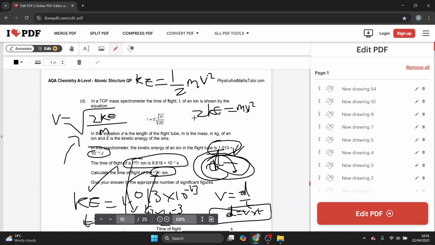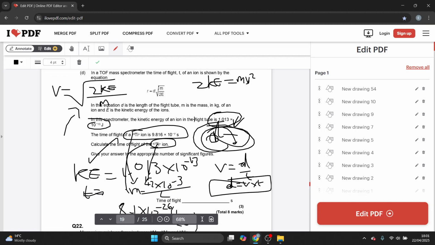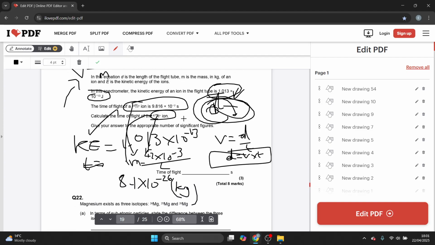So I find the velocity. Velocity equals the square root of 2KE, 1.013 times 10 to the power minus 13, over the mass, which is 8.1 times 10 to the power minus 26 kg. I'm checking this against the mark scheme. If I'm correct, then you can definitely use this method. Let's find that out: square root of 2 times 1.013 times 10 to the power minus 13 divided by 8.1 times 10 to the power minus 26.